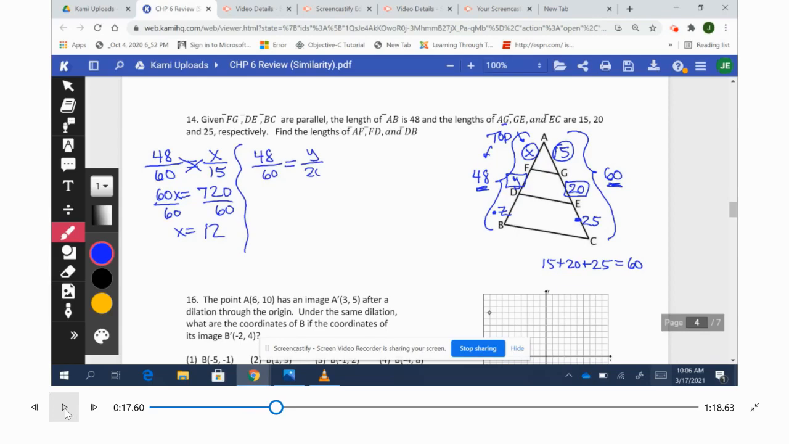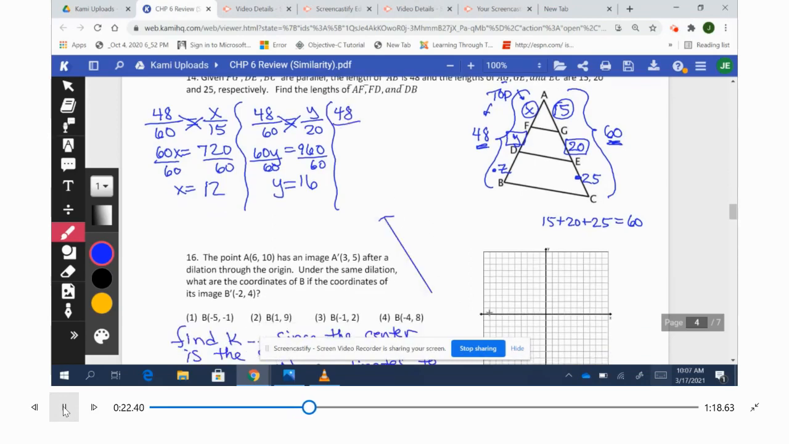So for the second one, I could start using side splitter. Really, I could do something like x over 15 equals y over 20. I'm just going to stay consistent, though, using the 48 over 60. I could do that the other way, though. So again, last one, 48 over 60 equals, this time, z over 25.